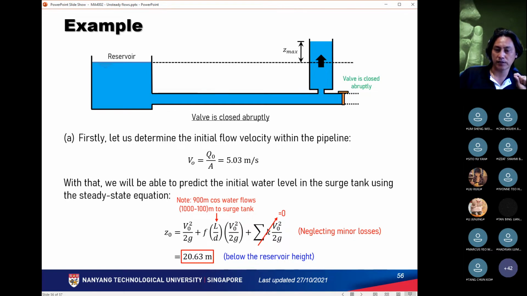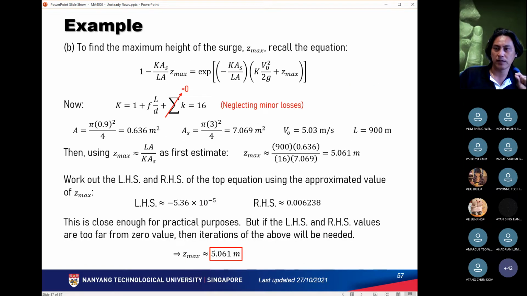Now, part B will be the tricky one, because part B is asking us to find Zmax. For us to estimate Zmax, we have to consider this rather daunting looking expression. First things first, let's find out what K is. K is 1 plus fL over D plus the summation of all the minor losses. Thankfully, this is all neglected, so we can work out our cap K to be 16.